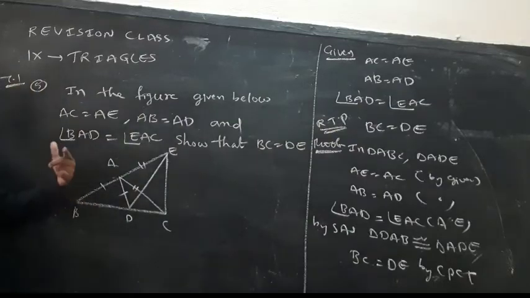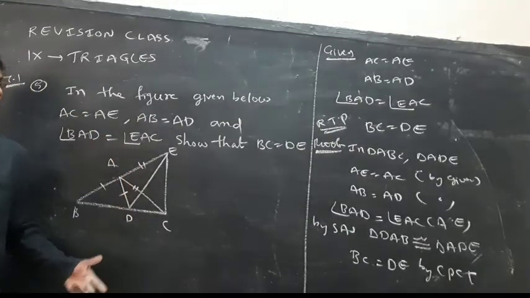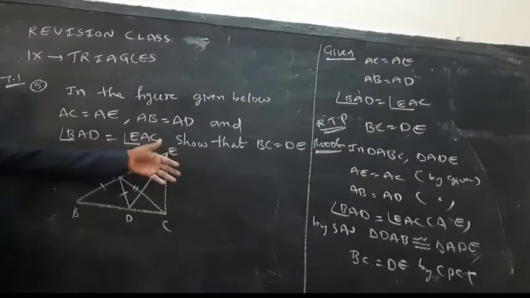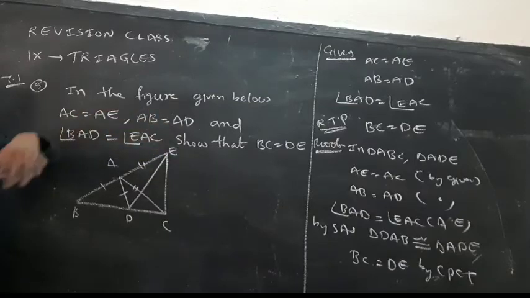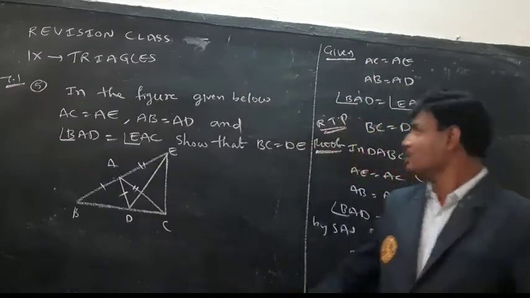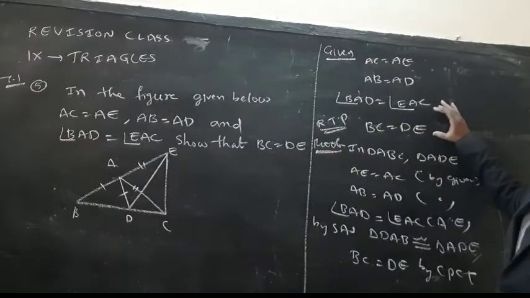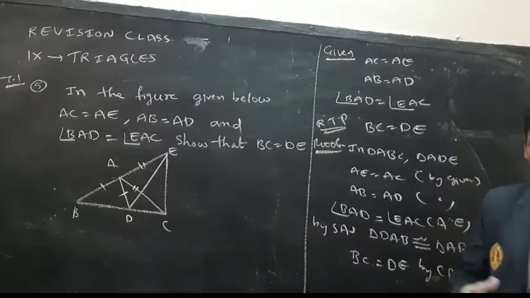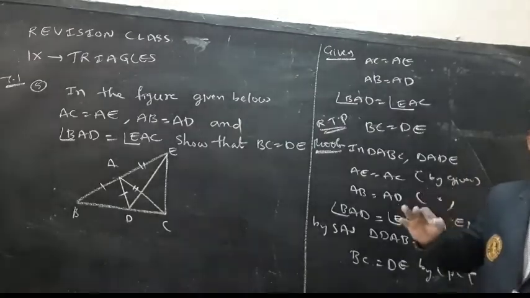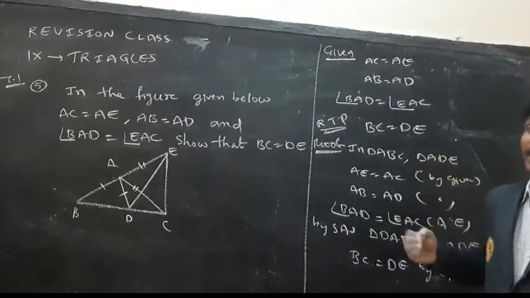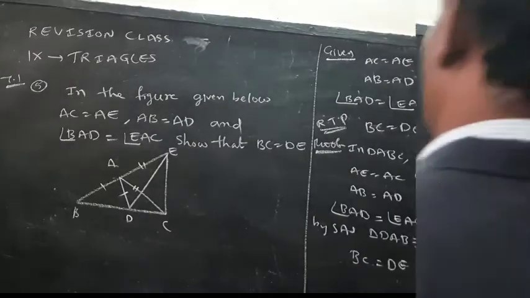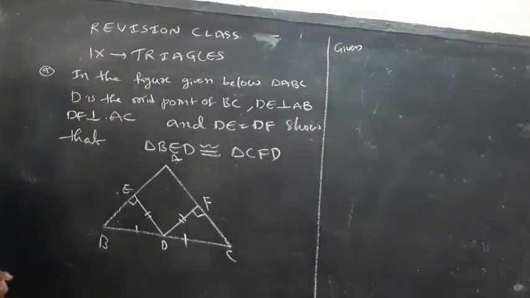So to show BC and DE both are equal, I took two triangles and compared them. By comparing, I get the SAS rule. So by the SAS rule, the two triangles are congruent. If two triangles are congruent, the remaining parts are equal. By CPCT, we can write BC and DE both are equal. And that is shown here. Another question in the division class.